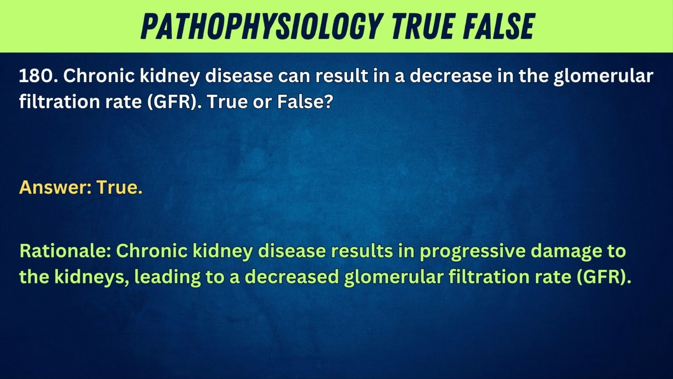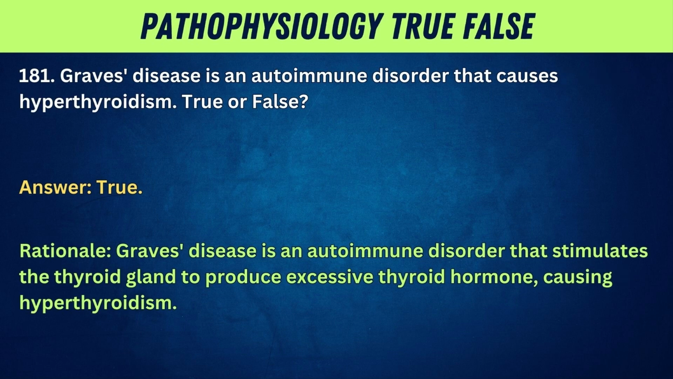True or false? Answer: true. Rationale: chronic kidney disease results in progressive damage to the kidneys, leading to a decreased glomerular filtration rate, GFR. 181. Graves' disease is an autoimmune disorder that causes hyperthyroidism.